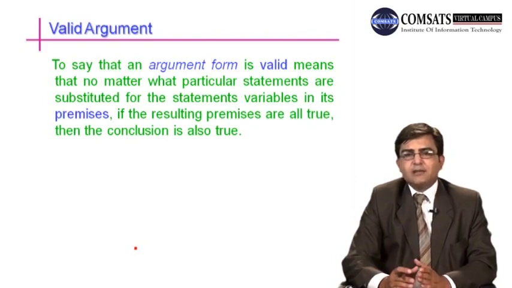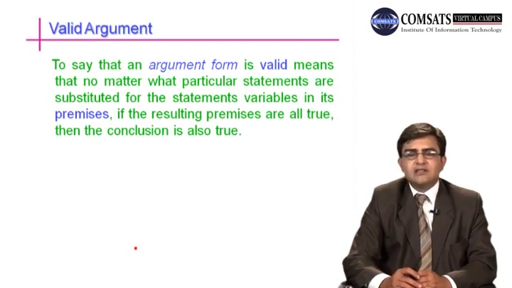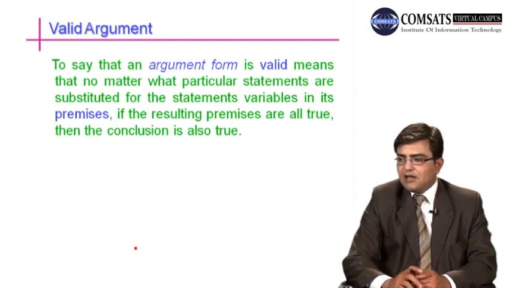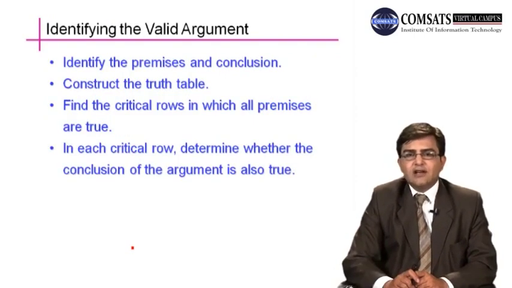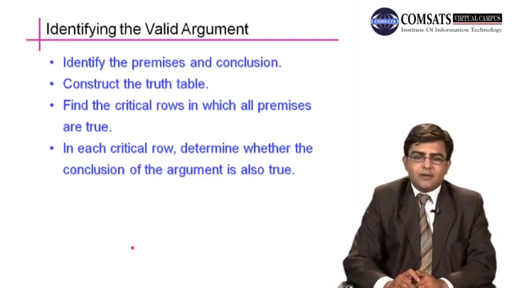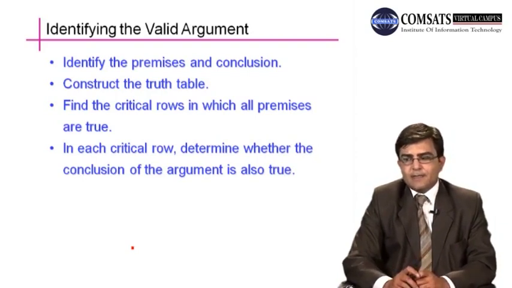So if all the premises are true, the conclusion must be true, no matter what the individual statements used in the premises are. Now how can we prove that an argument is a valid argument? We can show that an argument is valid by using truth tables. First of all, we identify what the premises are and what the conclusion is in an argument.